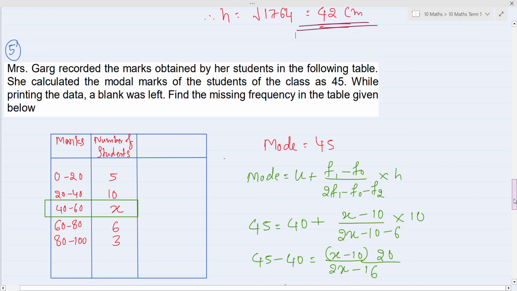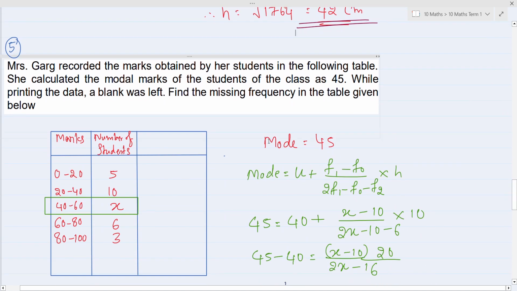So the next question. Mrs. Garg recorded the marks obtained by her students in the following table. She calculated the modal mark of the class as 45. While presenting the data, a blank was left, which I wrote as x here, the unknown frequency. Find that missing frequency. The table is given for mode, and the mode they have calculated is 45. 45 is the mode, which means 40 to 60 with the frequency x will become the modal class.